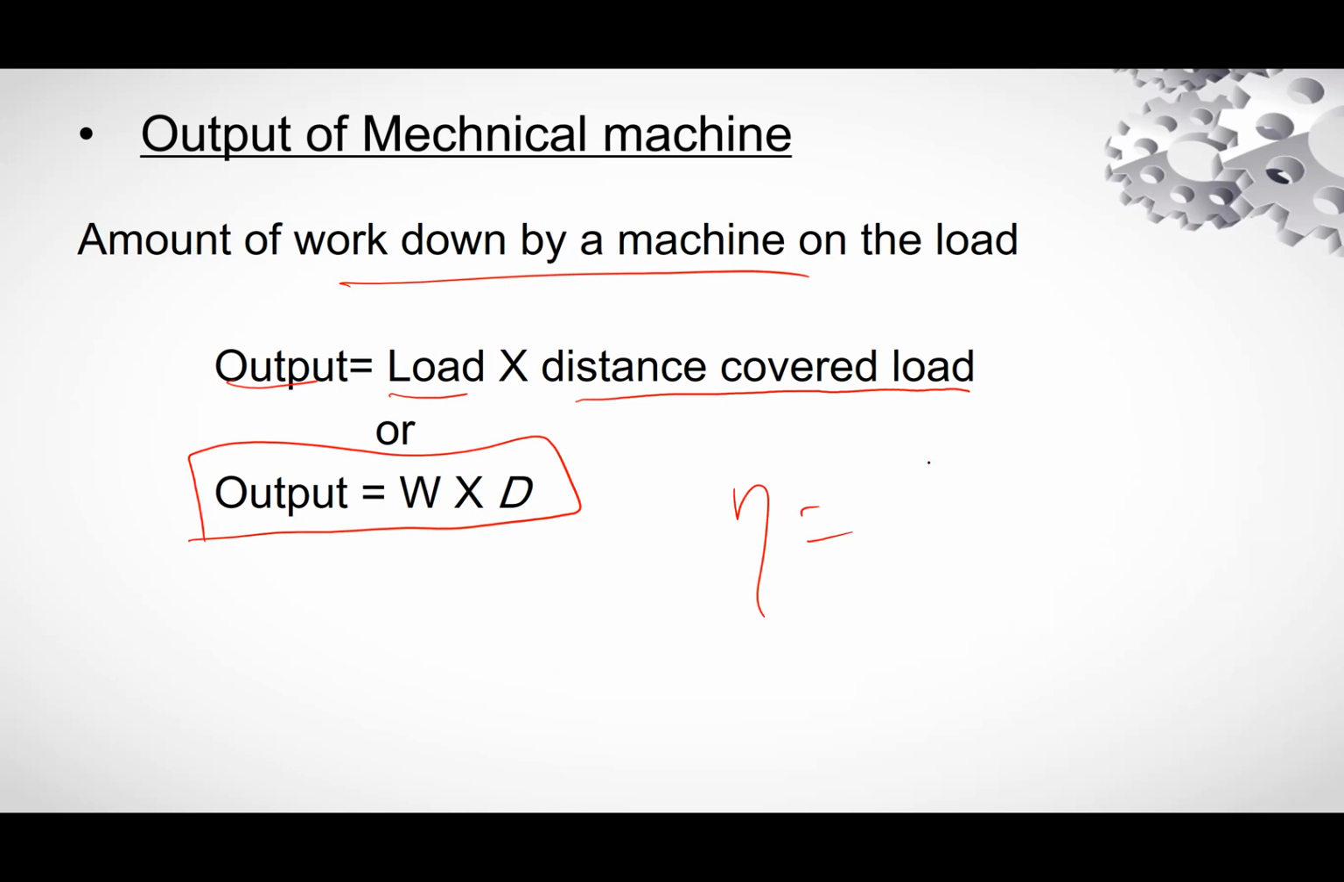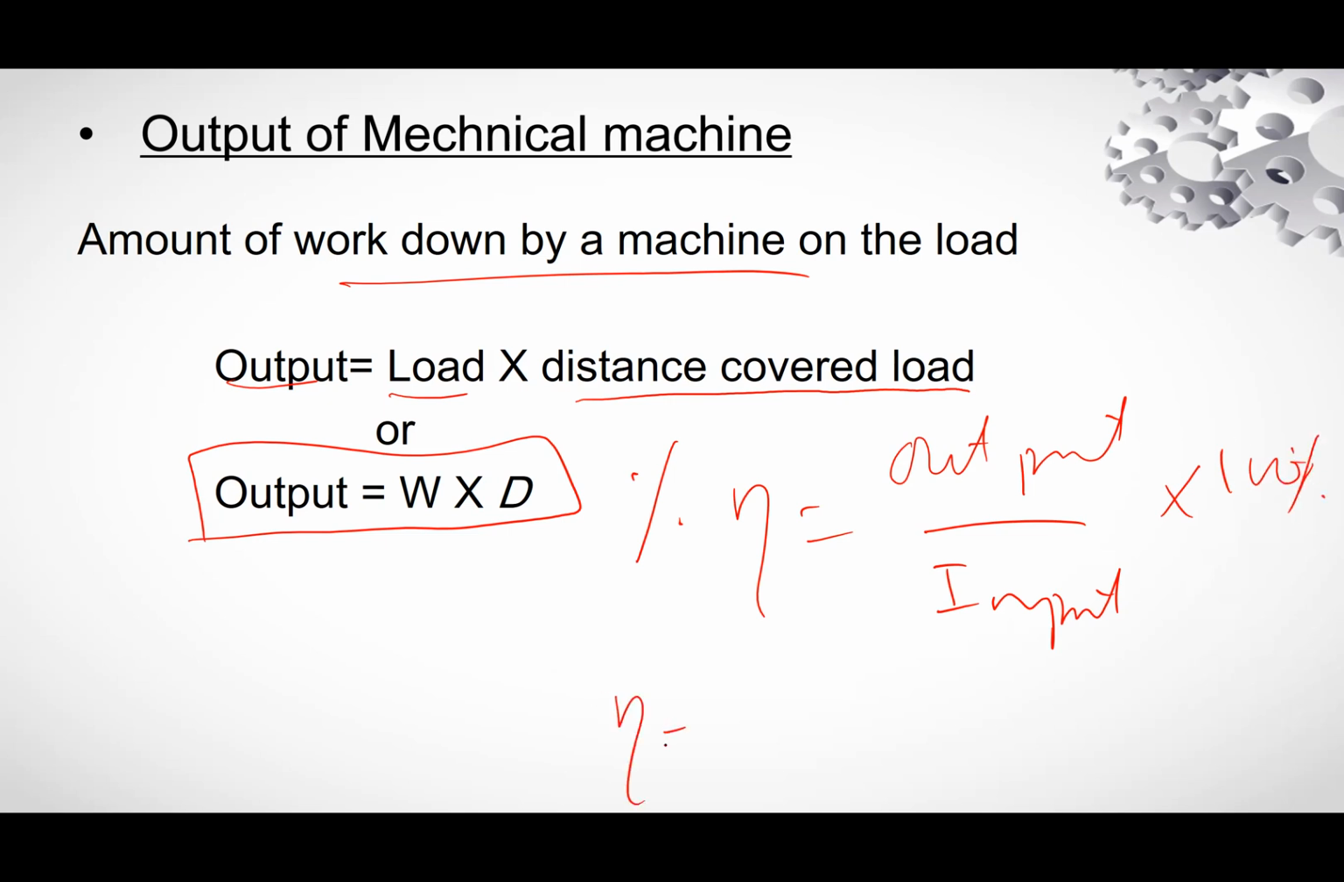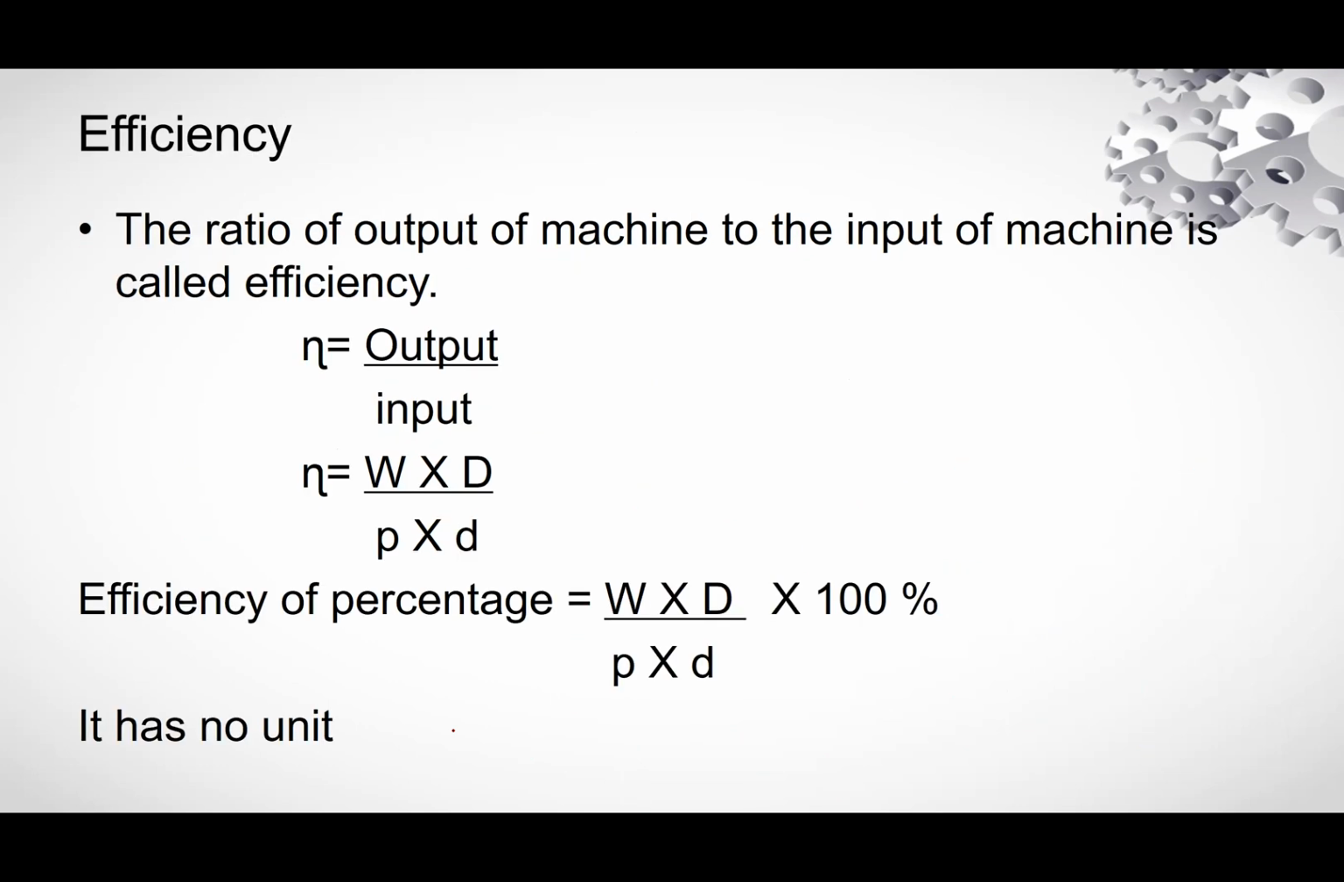Efficiency is represented by eta, and it is the ratio of output to input. Percentage efficiency is multiplied by 100%. So eta is equal to W cross D over P cross D, multiplied by 100%. This represents percentage efficiency.